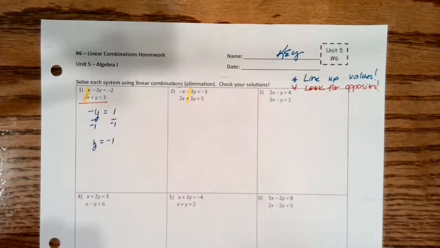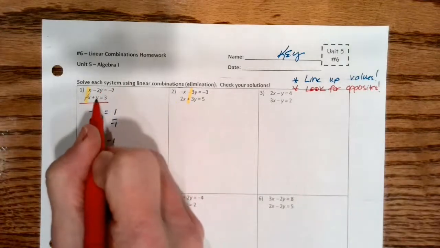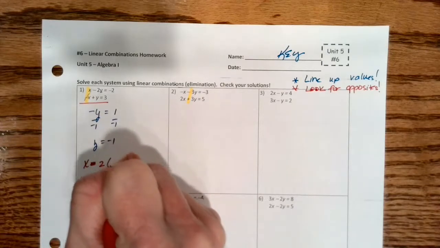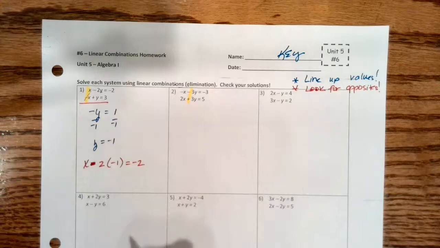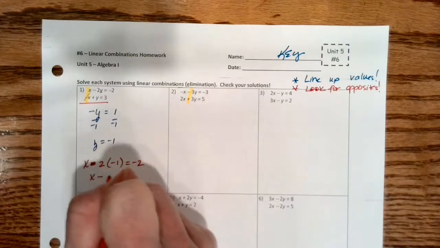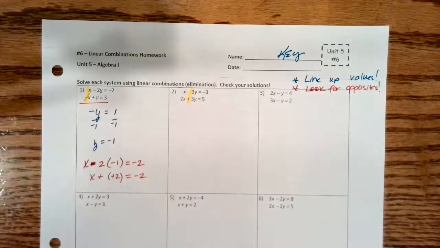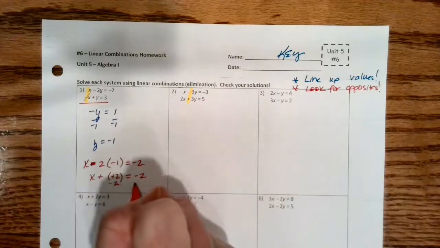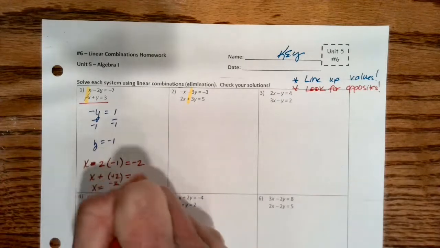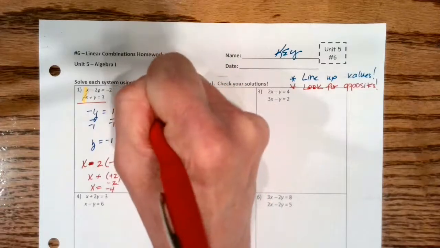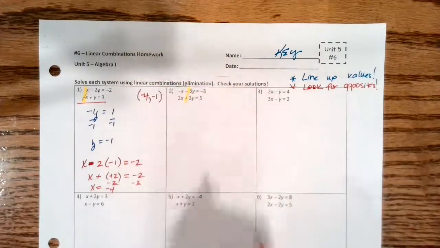You can choose either equation to substitute back into. I'll go ahead and choose this one. So x minus 2 times my value for y, which is negative 1, is equal to negative 2. So x minus negative 2 is equal to negative 2. Don't get tangled up in these negatives. Subtract 2 from each side, and I have a value of x equal to negative 4. Therefore, my answer is an input of negative 4 gives me an output of negative 1.